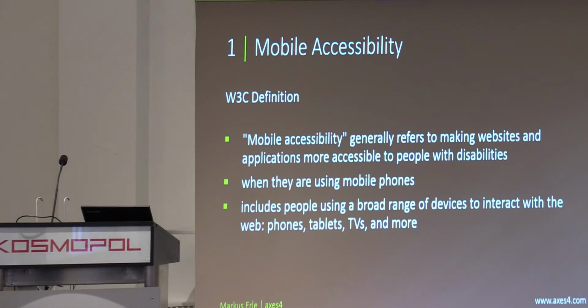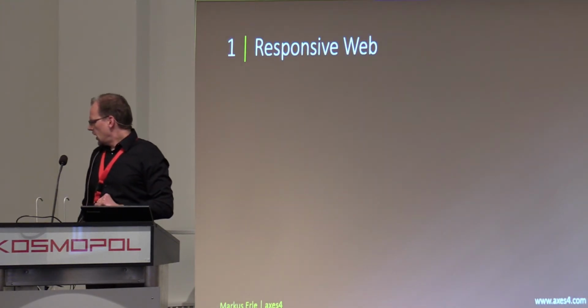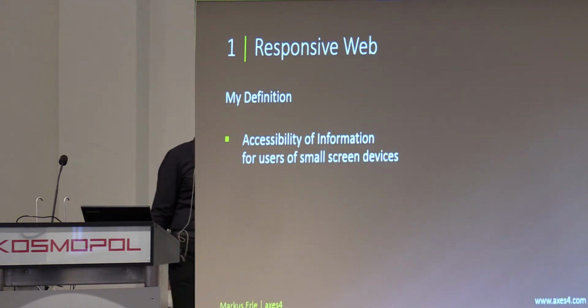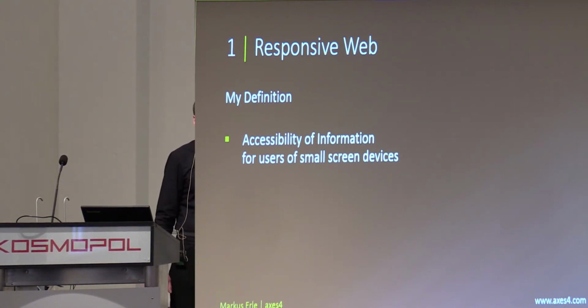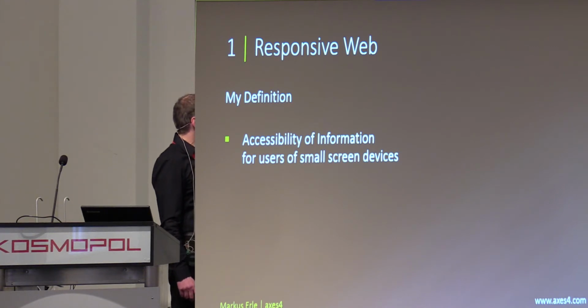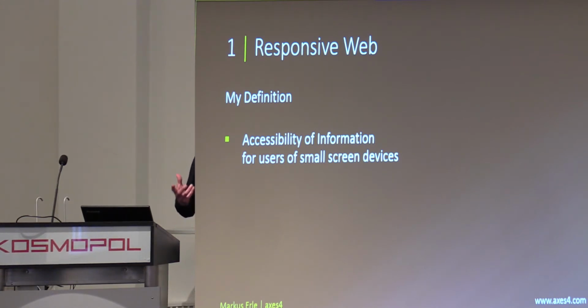And here we see it doesn't refer only to people with disabilities. It includes people using a broad range of devices, small screen devices, let's say so. In the web, there is a method called responsive web. I guess you really know it, and I have a special definition of that term. For me, responsive web is accessibility of information for users of small screen devices. So I don't have the word disabilities here, because for me, accessibility of information for users of small screen devices is independent of my physical limitations.